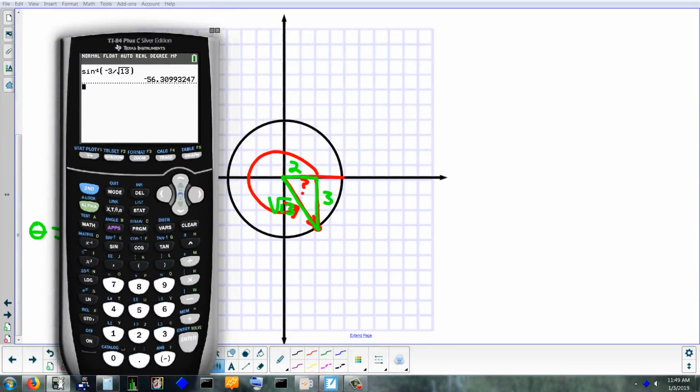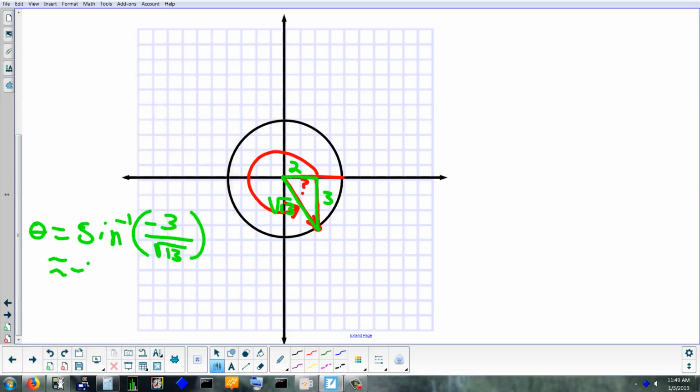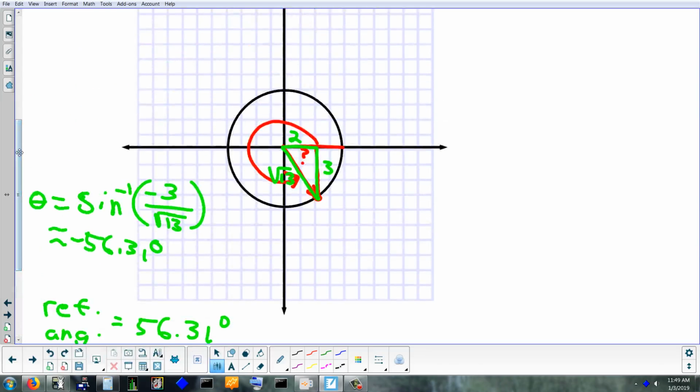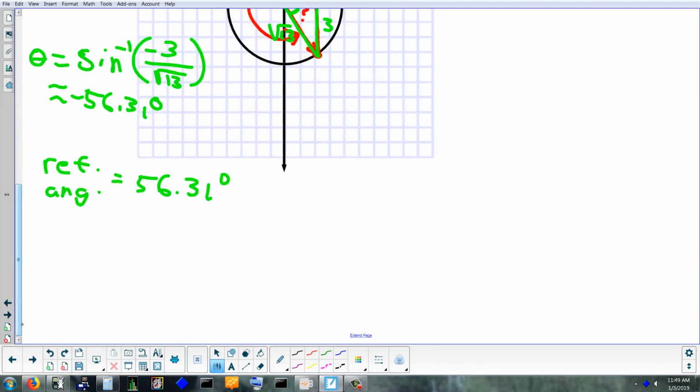Okay, so I get an angle of -56.31. So what's my reference angle in this problem? Yep, 56.31. So this little section that I just colored in green is 56.31. So what do I subtract that from to find the section in red? Yeah, 360. Subtract it from 360.